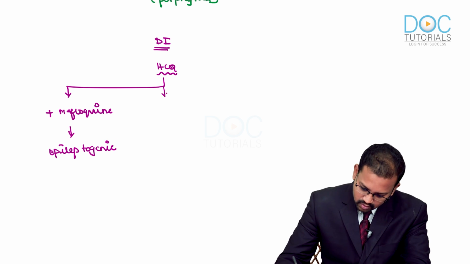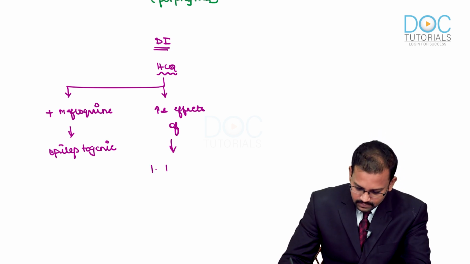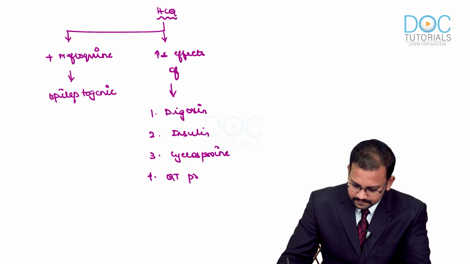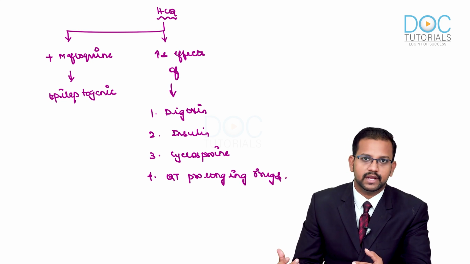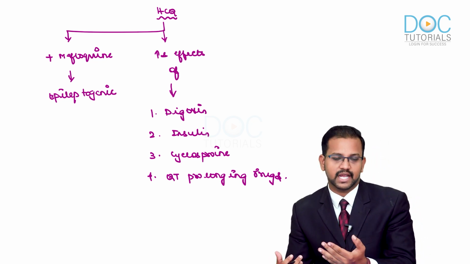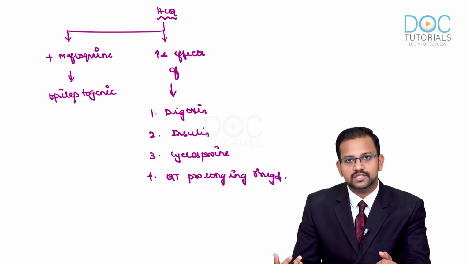And hydroxychloroquine also increases the effects of four major drugs: digoxin, insulin, cyclosporin, and the other QT prolonging agents. Any drug which is going to prolong the QT interval, if it is given with hydroxychloroquine, there are more chances of it. Similarly, digoxin, insulin and cyclosporin, the adverse effects which we can expect with these three drugs tend to be increased if a patient is on treatment with hydroxychloroquine.